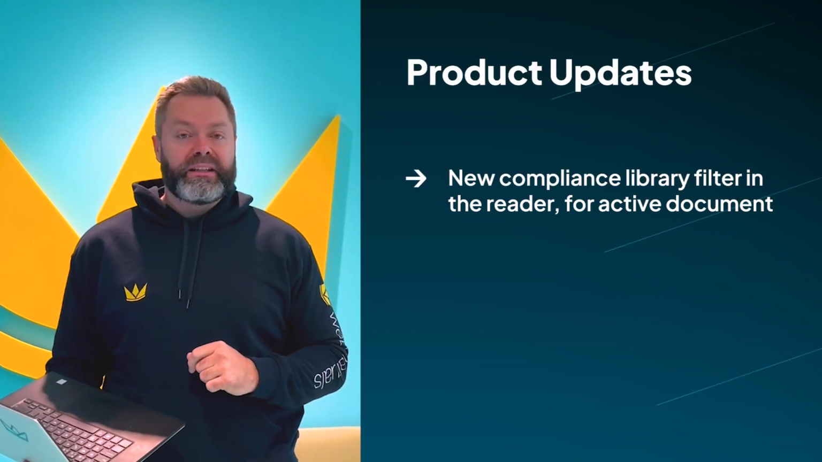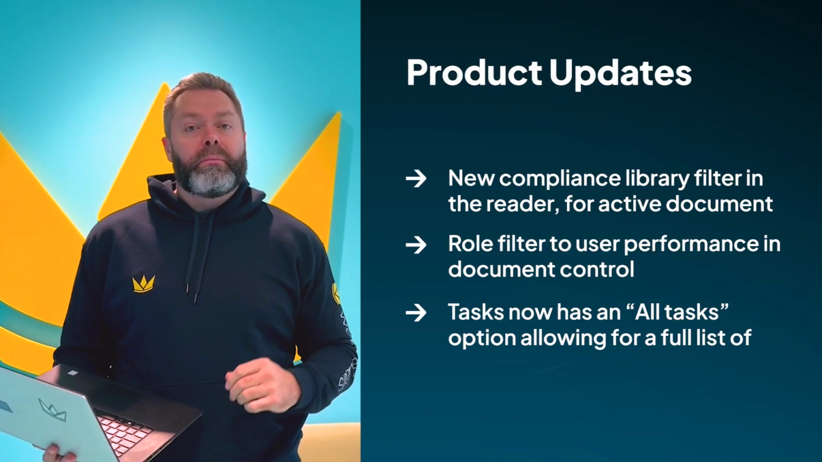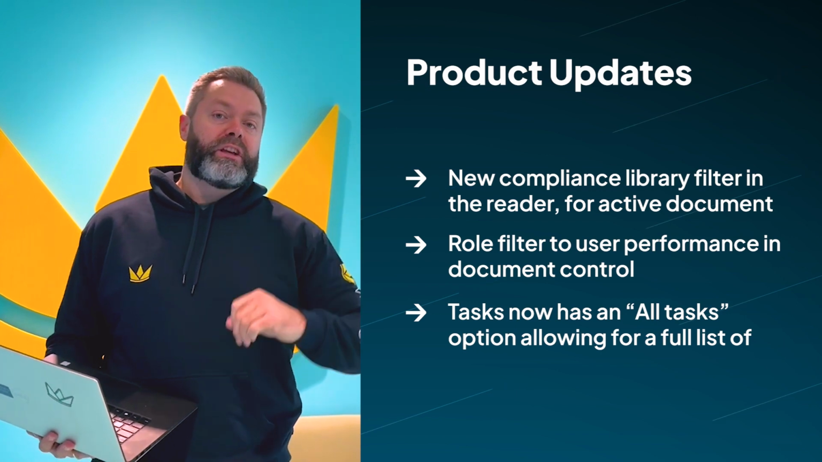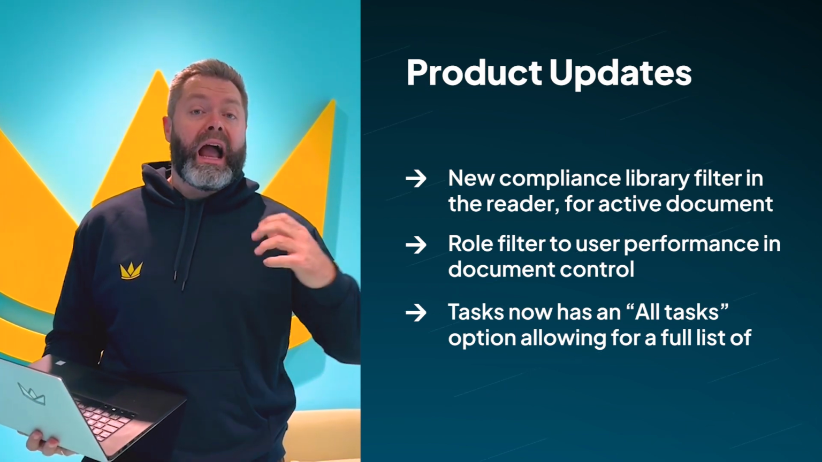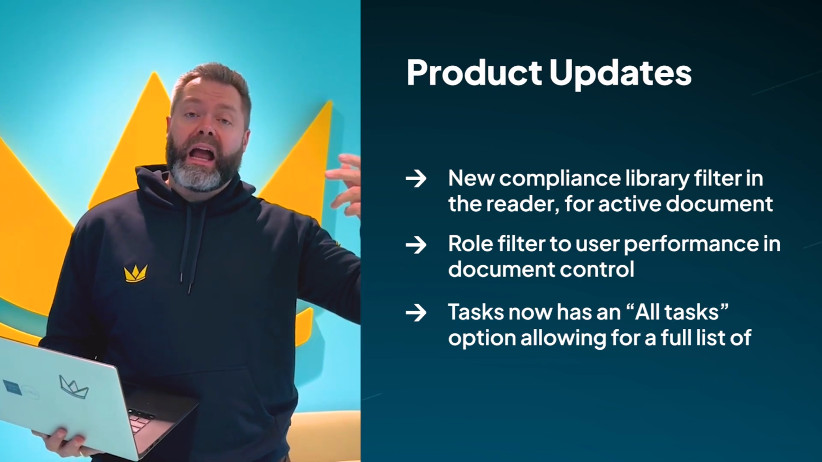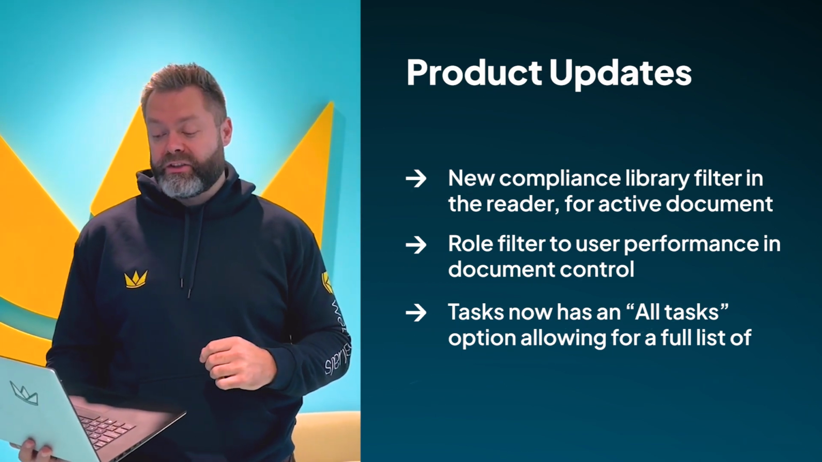So first off, for improvements, we added a filter in the compliance library in the reader, making sure that the first connections that you see is only connected to that specific manual. And the reader themselves can of course go in and clear the filter to see all the connections.